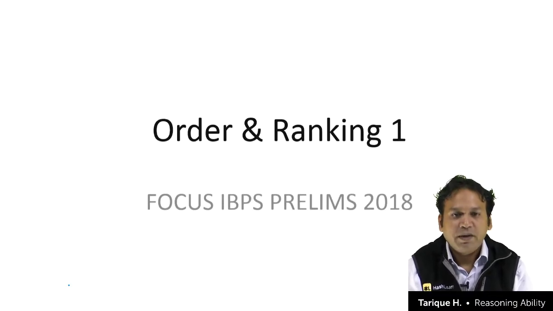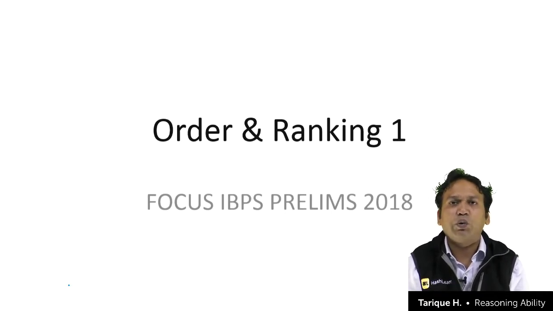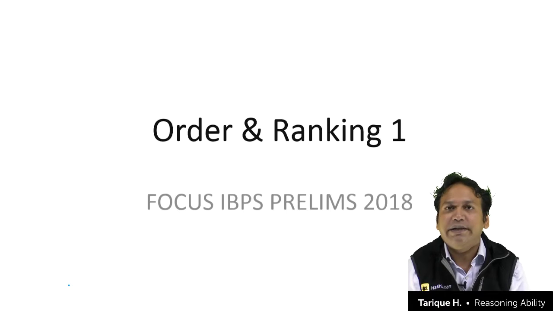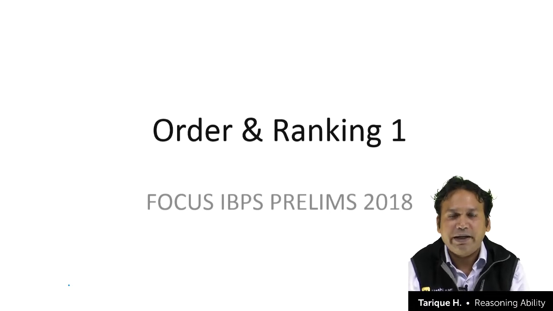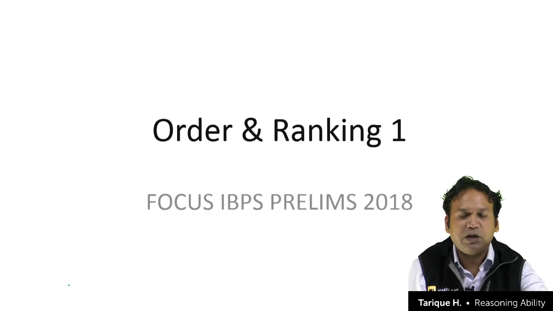Good morning everyone. So today we will be starting with a new concept of reasoning that is very important and different from whatever we have done earlier, that is order and ranking. Normally in the IBPS PO prelims and mains we get one or two questions from order and ranking, mostly in the data sufficiency section of the examination. So it's important to understand what this order and ranking is and what different varieties of questions you get from this particular topic.